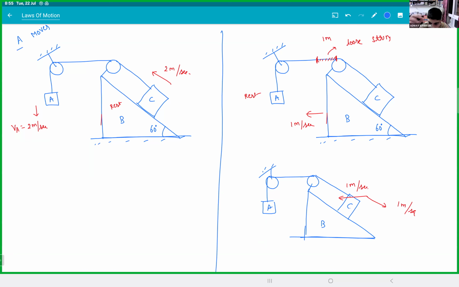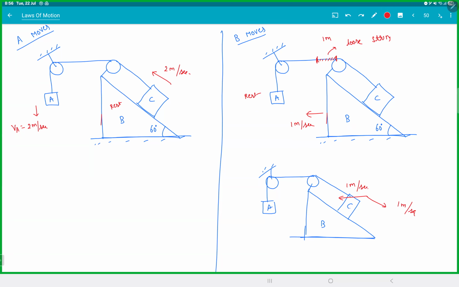Sir, can you explain how is it moving 1 meter per second and backwards on the slope? If this string is getting loose, where will the string go? A though is fixed. So where else can this string go then? It has to go to the left side only, no?